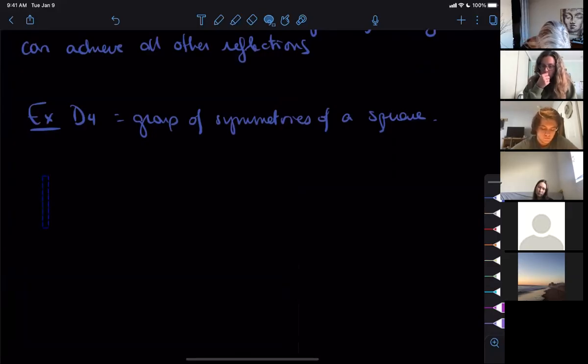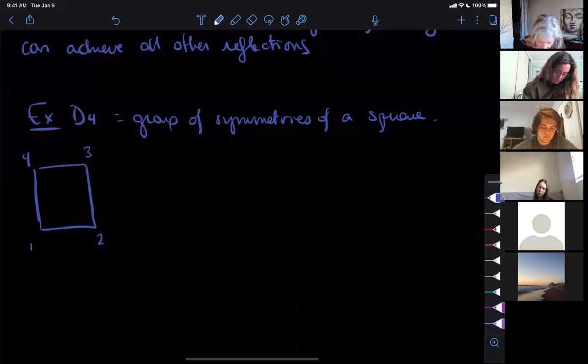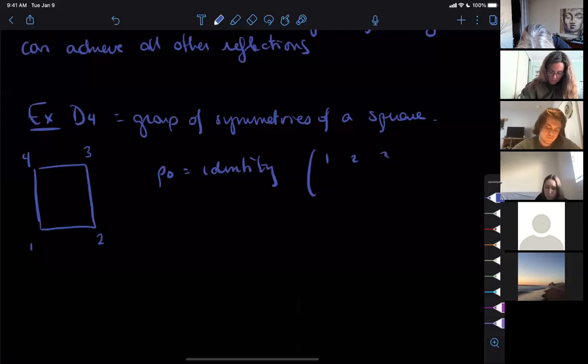We have this square. What are the symmetries like? Well, row 0, that's going to be easy. That's the identity. That's do nothing. What else could we do?